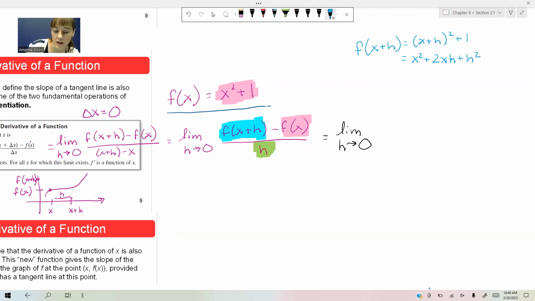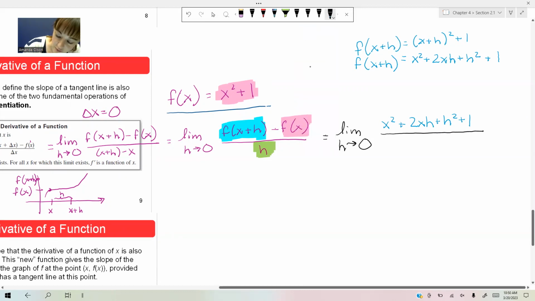If you get stuck here, pause the video and look up FOILing, or send me an email and I'll work on that with you. But this is what we get when we expand and then combine like terms for f of x plus h. So I'm going to put that right here. For f of x plus h, we have x squared plus 2xh plus h squared plus 1.